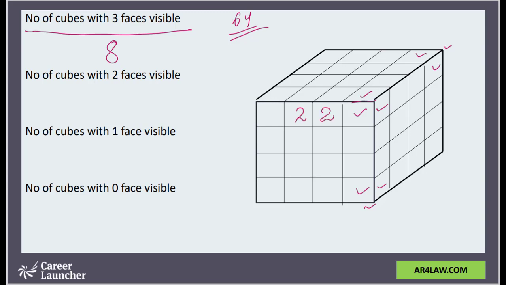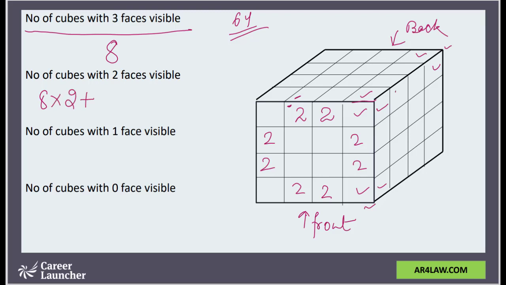That means these are the cubes which have 2 faces visible, because this is the one face visible and the other face visible is this. So 2 here, then we have 2 here. Okay. So if this is the front face, if there are 8 cubes on the front face for which 2 faces are visible, there are going to be 8 on the back side also, something which we cannot see. So we'll have 8 into 2 cubes here.